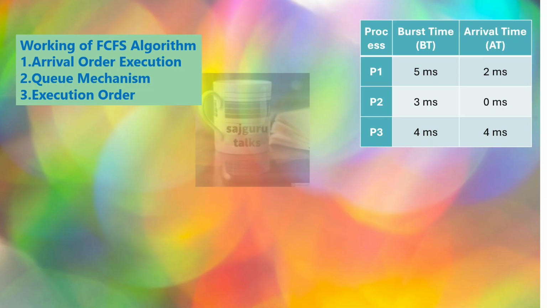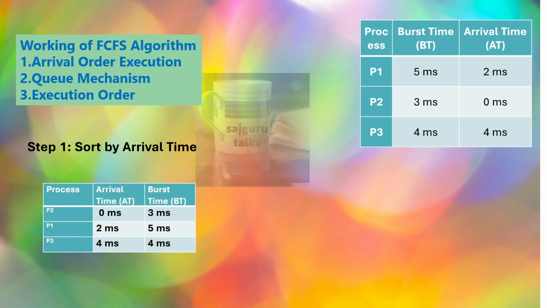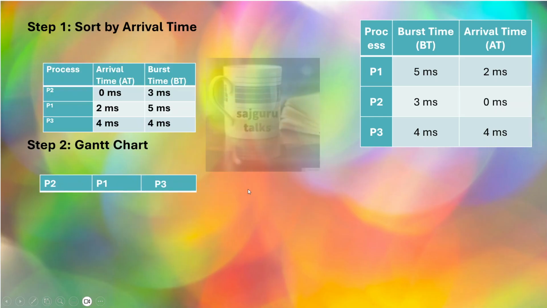So let's apply the first come first serve scheduling algorithm to the given processes. In step 1, we are going to sort all the processes based on the arrival time. So the table comes like this. In the second step, we need to calculate the completion time with the help of the Gantt chart. At the 0th millisecond, the first process is P2. So P2 arrives first, and it executes for how many milliseconds? Burst time is 3 milliseconds.